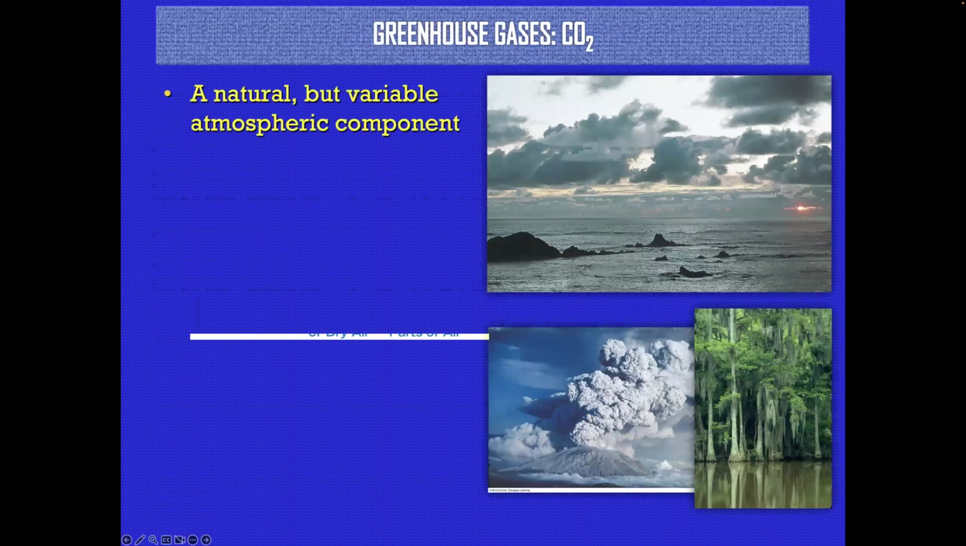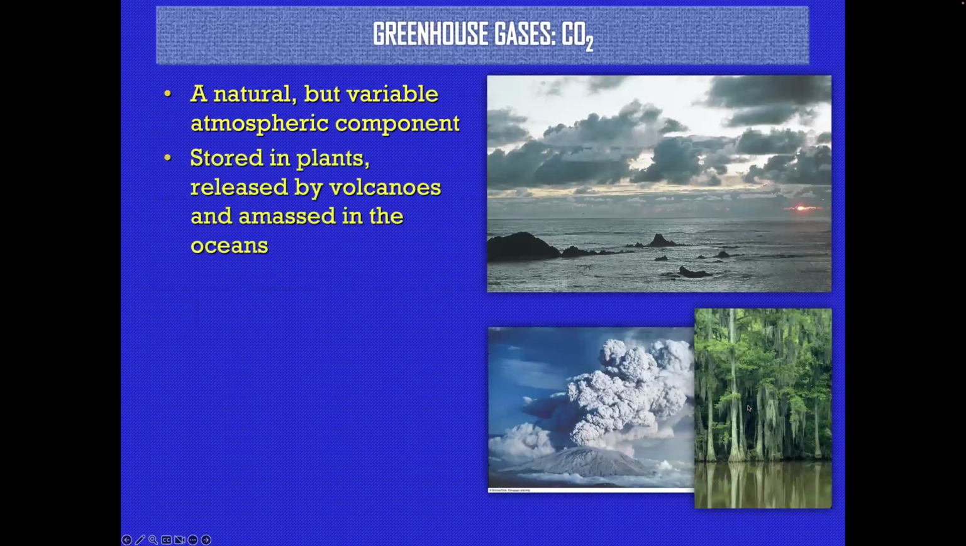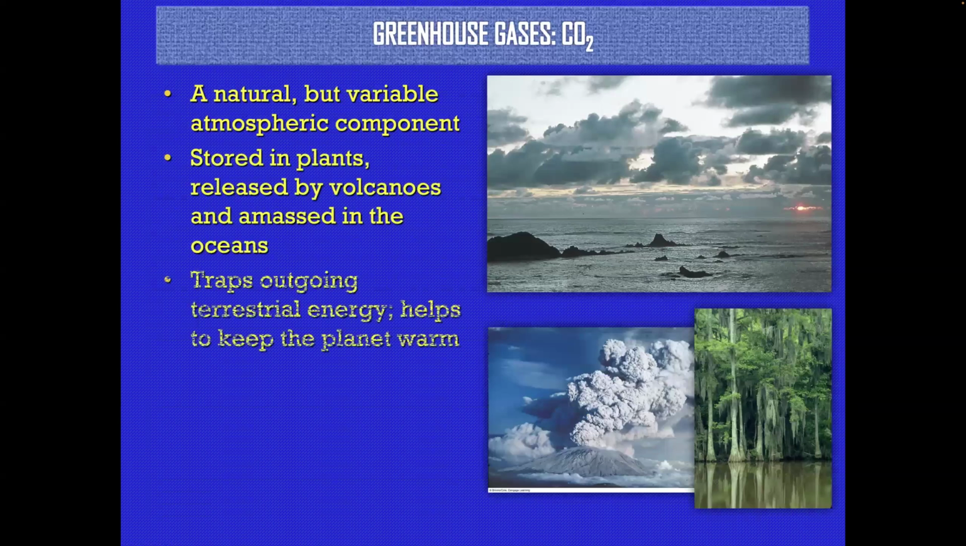So greenhouse gas is a natural but variable component of the atmosphere. It is found in the oceans, dissolved as carbonic acid, rather. It is expelled from volcanoes during eruptions, and it is also expelled by the decomposition of living material. It traps outgoing terrestrial energy, in other words, infrared energy, and that helps keep the planet warm. That is the greenhouse effect.